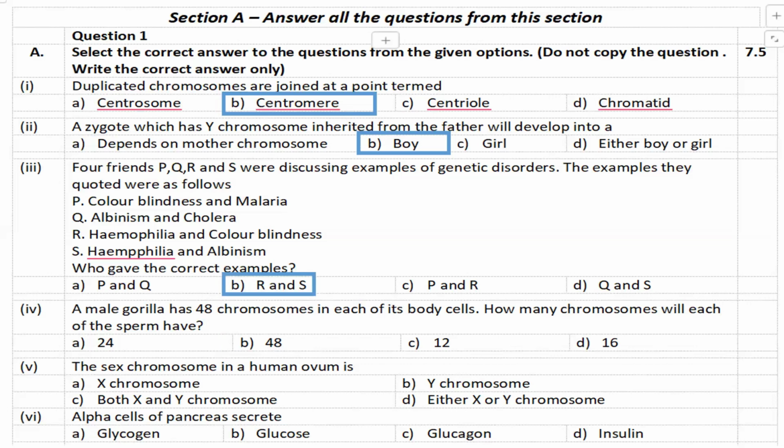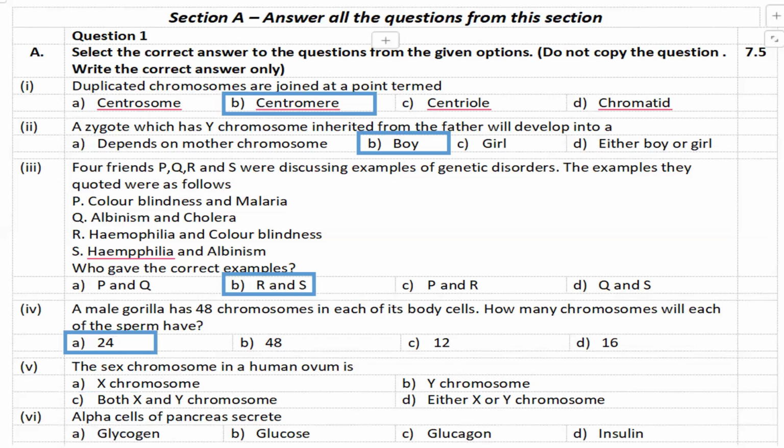Okay. Fourth question. A male gorilla has 48 chromosomes in each of his body cells. How many chromosomes will the sperm have? Now, if you know that the sperms are formed during meiosis, meiosis is called reductional division. Reductional division means the chromosome number is halved. So what is half of 48? The half of 48 is 24.